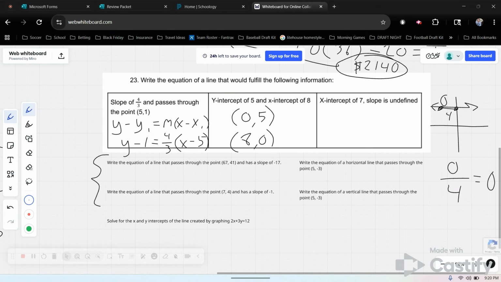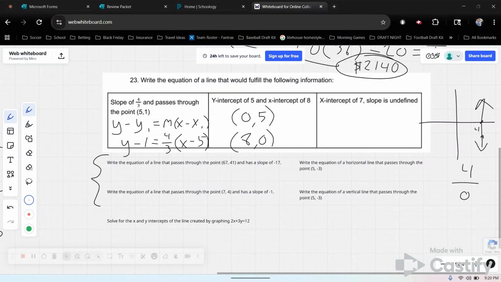0 over 3 is still 0. So a horizontal line has a slope of 0. I repeat, a horizontal line has a slope of 0. But a vertical line has a very different situation. A vertical line has a rise over run of something like 4 over 0.